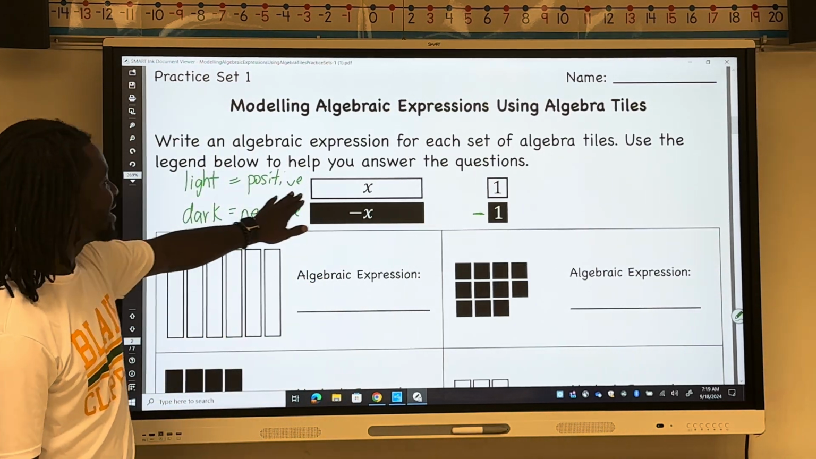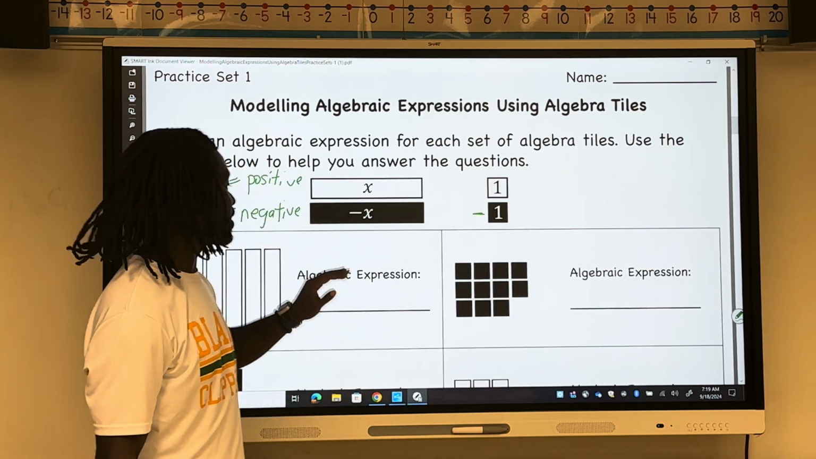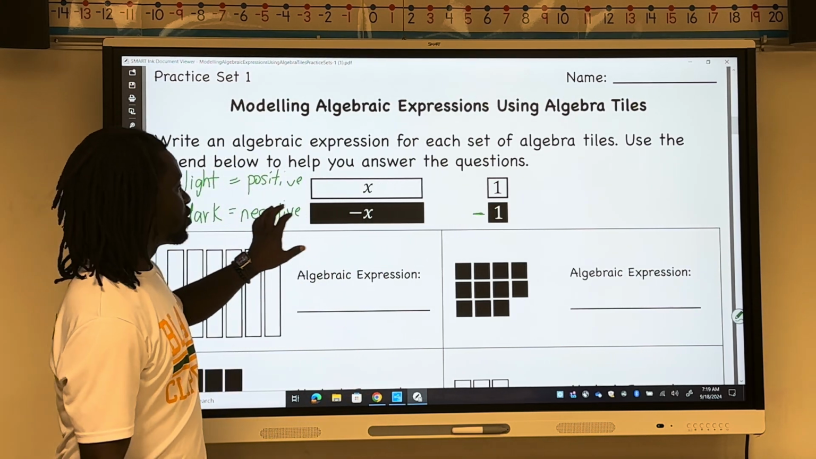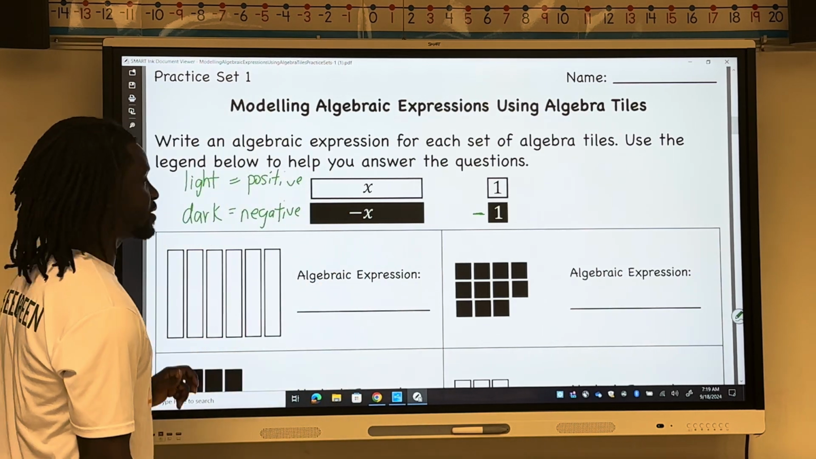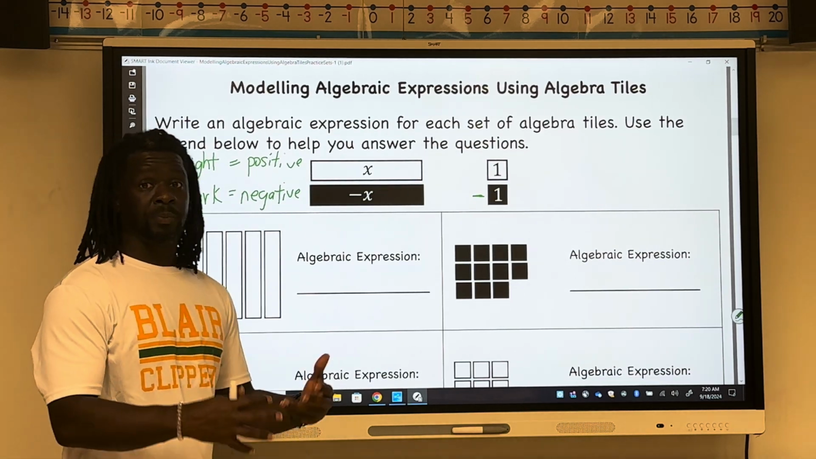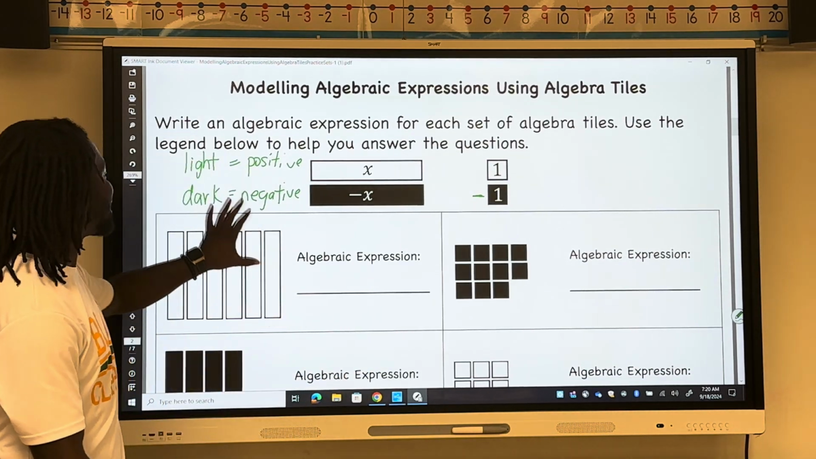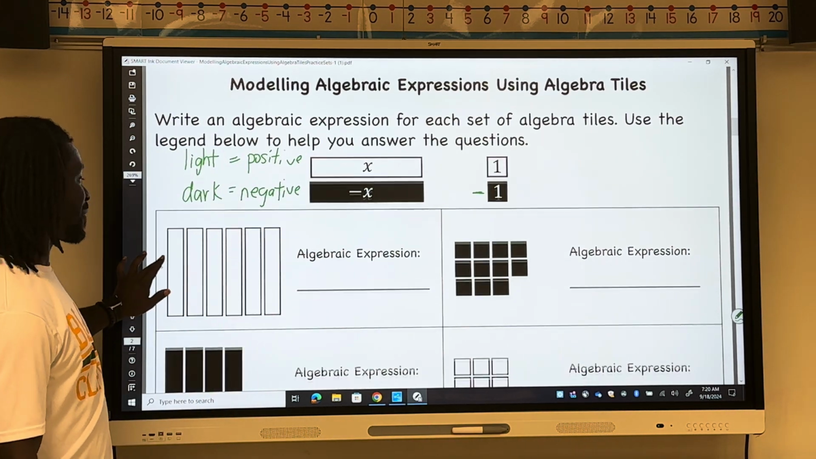All right, so the light is positive. This represents a positive X. This represents a positive 1. The darker, longer rectangle is a -X, while the shaded square is a -1. So this first part should be easy peasy. All I'm doing is writing the algebraic expression that represents the model.